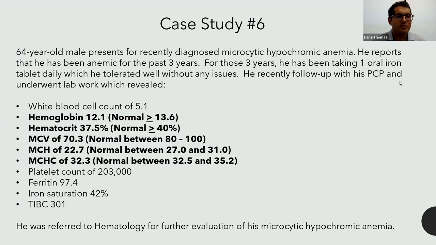So the next case study is a 64-year-old male who presents for recently diagnosed microcytic hyperchromic anemia. He reports that he has been anemic for the past 3 years. For those 3 years, he has been taking 1 oral iron tablet daily, which he has tolerated well without any issues. He recently followed up with his PCP and underwent lab work, which revealed the following. And as you can see, he's got microcytic hyperchromic anemia with these indices. He was then referred to hematology for further evaluation of his microcytic hyperchromic anemia.